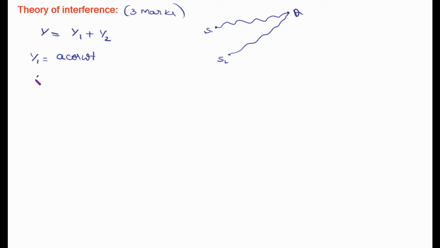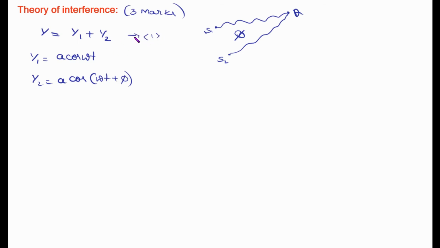Alright, now the next wave has a phase difference of pi. Okay, so this is a general representation I am making. The phase difference between these two waves, imagine pi. So the second wave displacement equation is written as a cos of omega t plus pi. Now this is equation number 1.